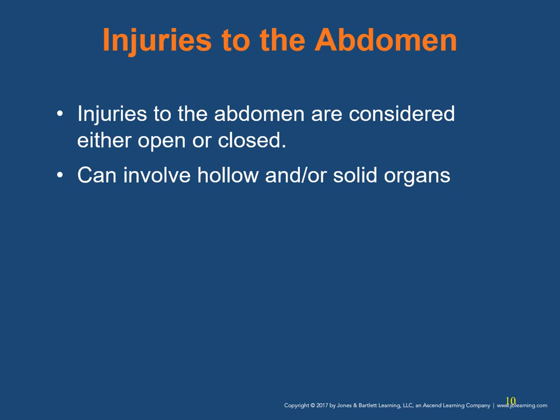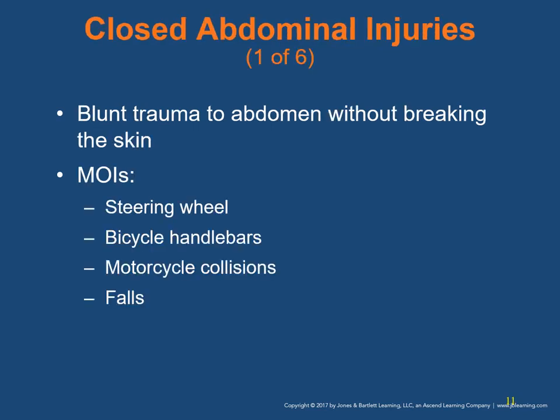Injuries to the abdomen. Abdominal injuries are considered either open or closed and can involve hollow and/or solid organs. Closed abdominal injuries. Blunt trauma to the abdomen without breaking the skin. Some MOI examples: steering wheel, bicycle handlebars, motorcycle collisions, falls, blast injuries, pedestrian injuries.